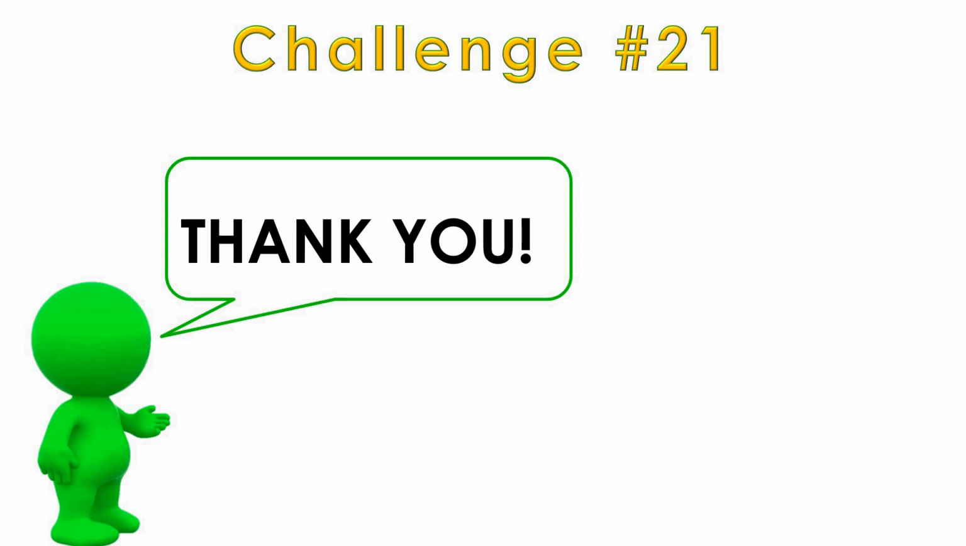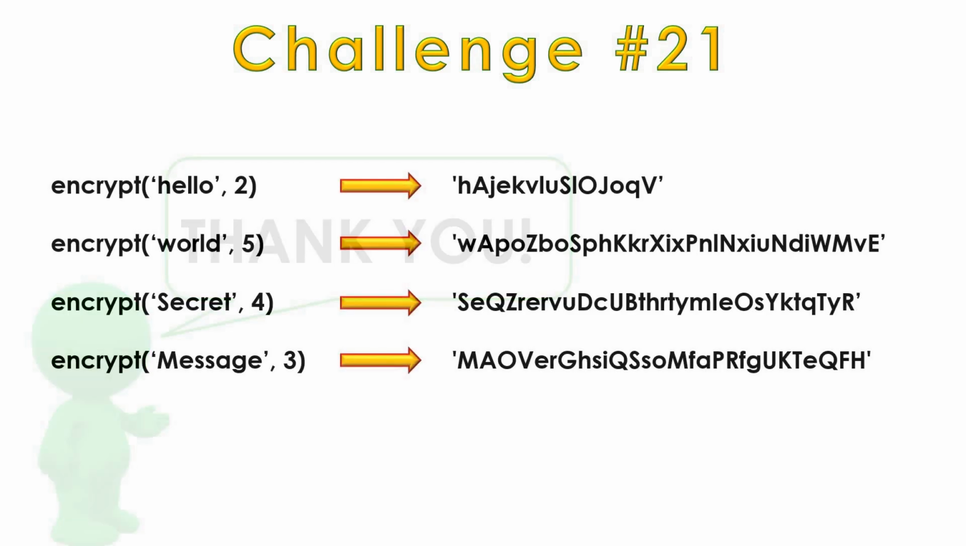Now returning to today's video, in order to understand the challenge, let's look at these examples. Here we have a function called encrypt, which takes two inputs, a string and a number. The output is a seemingly random string of characters which represents our encrypted string.